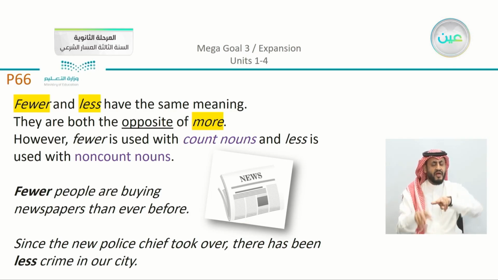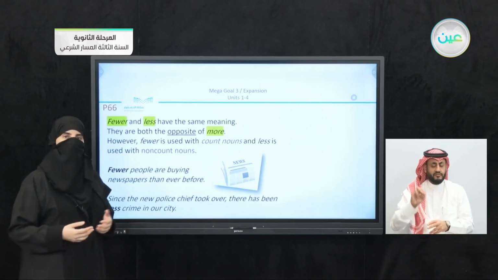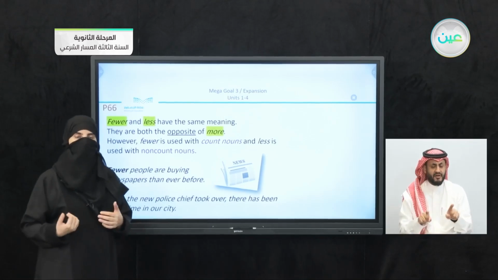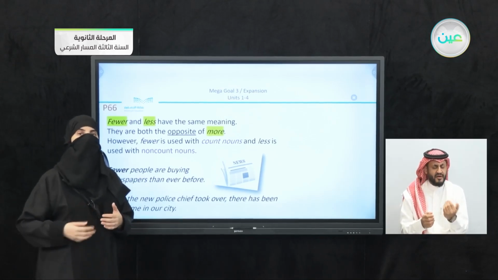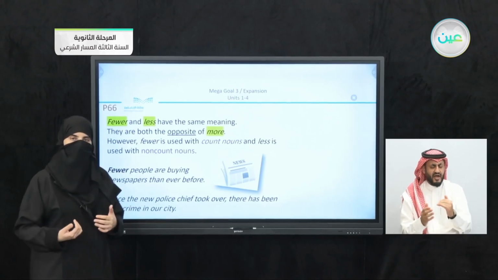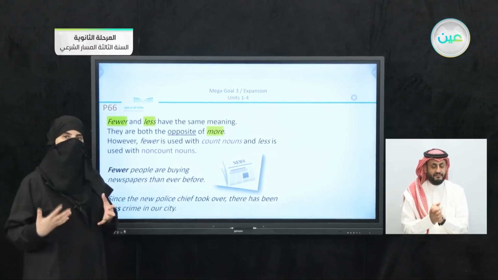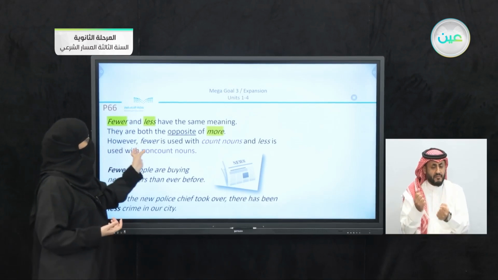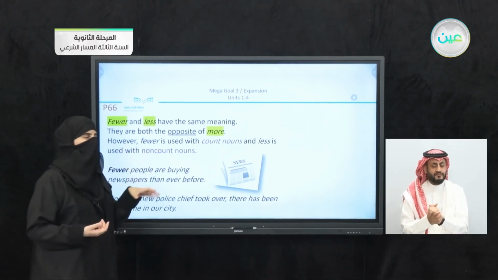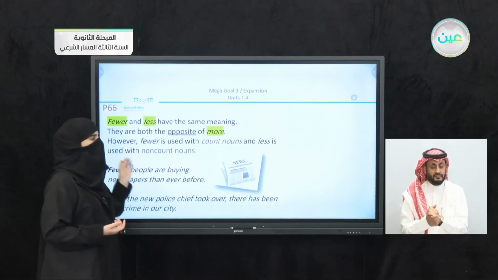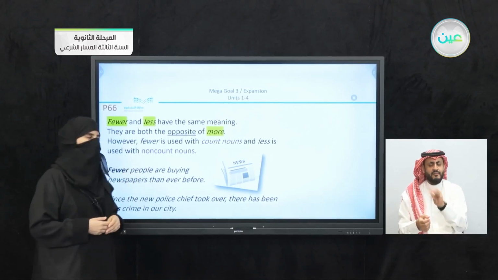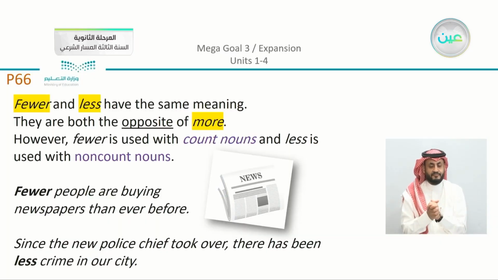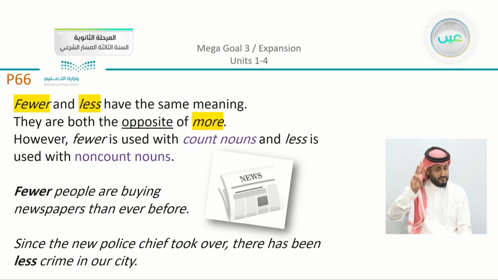When I say that my brother has fewer pens than me, or he has less milk than me, so here, milk and pens, what is the difference between them? We can see, however, that fewer is used for count nouns and less is used with non-count nouns. For example, fewer people are buying newspapers than ever before. Here, people are countable, so we have fewer.